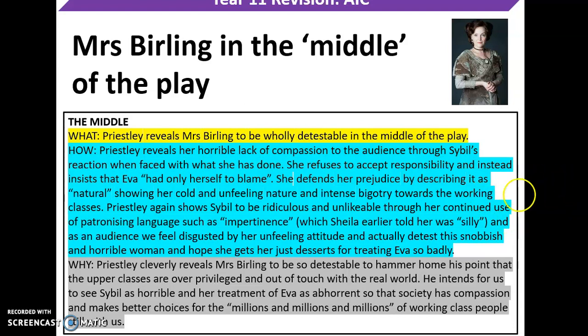So this word here is a lovely one, abhorrent. It means hateful, something that is to be hated and detested. You can see here that the writer is embedding their quotes, using the evidence, identifying the methods to prove how Mrs Birling is so unlikable, wholly detestable in the middle of the play.